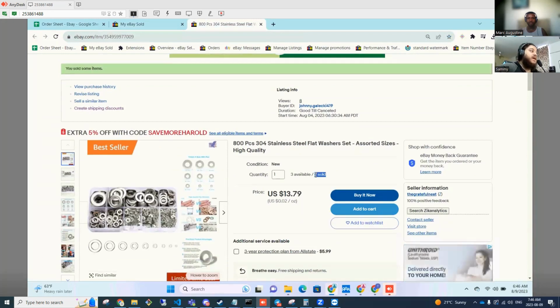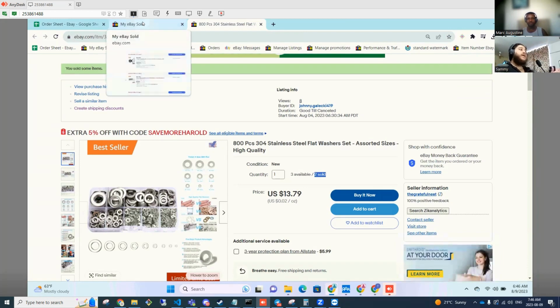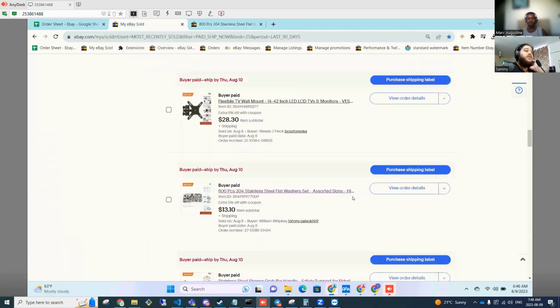So that means that, if you remember, we just started a new account and we're getting multiple buyers for the same item, right? So that means that you want to make sure that your quantity is 3 and above, right? These things are selling one after the other. So don't make a mistake with that, yeah?